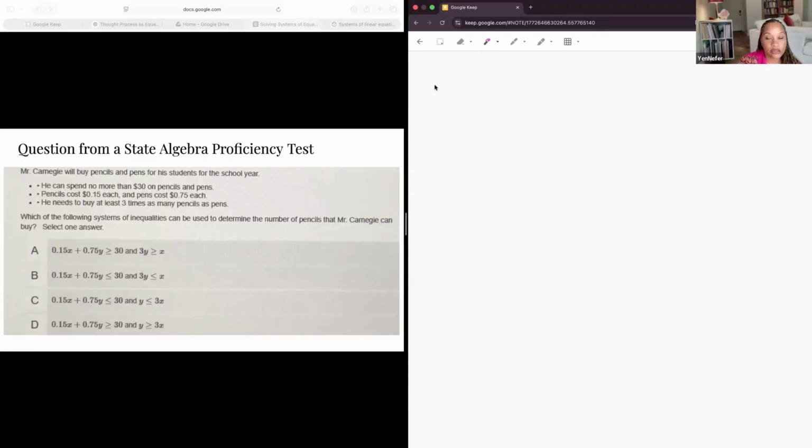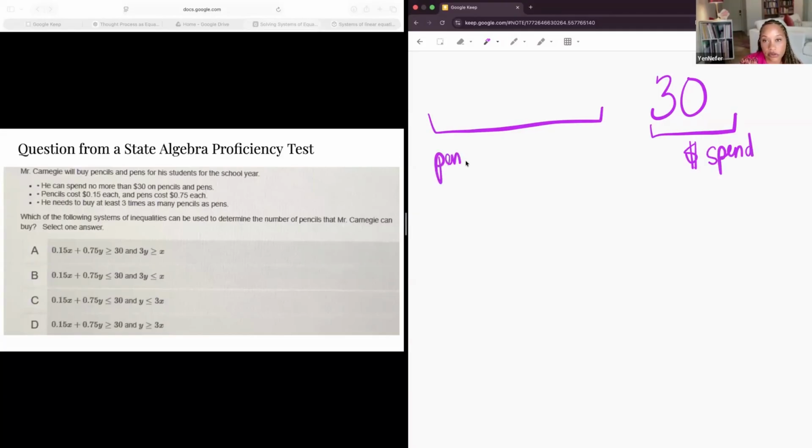Okay. So he's going to be spending $30, right? No more than lets us know that we're going to be using an inequality because this is not equal to. He can spend any amount less than $30. He's not spending exactly $30. So we have two quantities that we have to represent. We have this quantity of the money that he can spend, and then the quantity of the pens and the pencils. And we are describing their relationship.